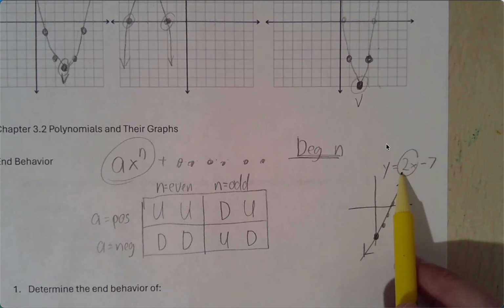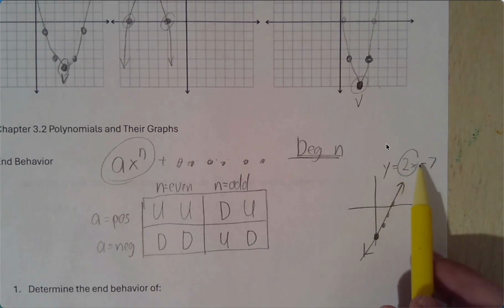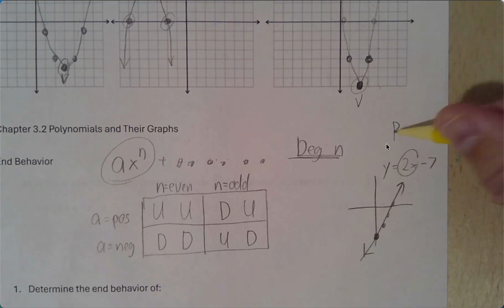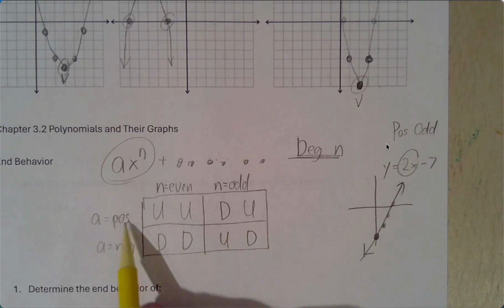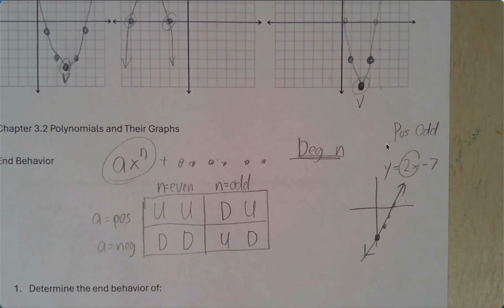Careful, the 2 isn't telling you if it's even or odd. The 2 is telling you if it's positive or negative. And what's the exponent on x? Technically, invisibly, it's 1. And so this is positive odd, which means it falls into the positive odd section. Down to the left, up to the right. Hey, look, there it is. This chart is not lying to you.